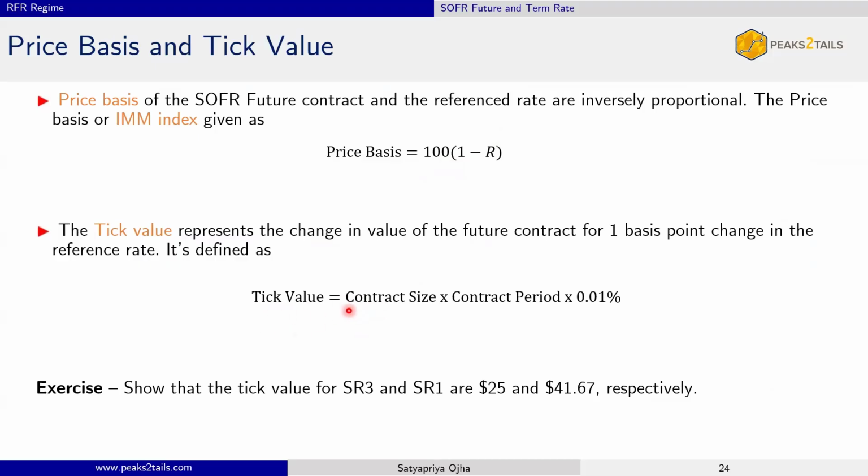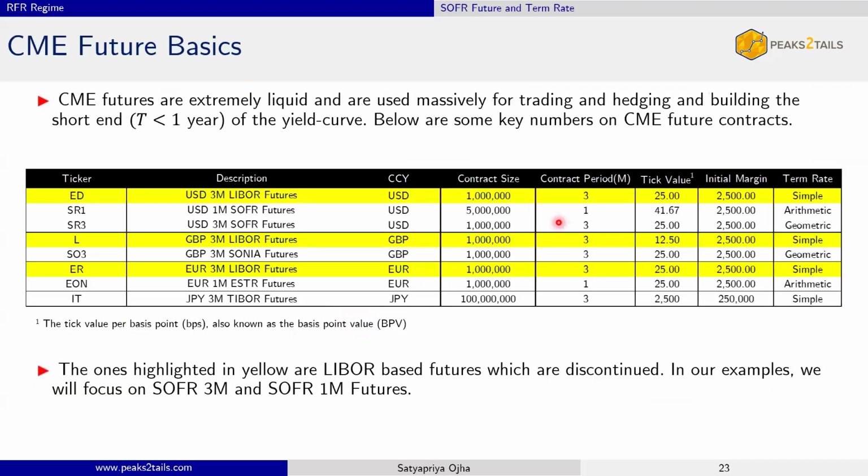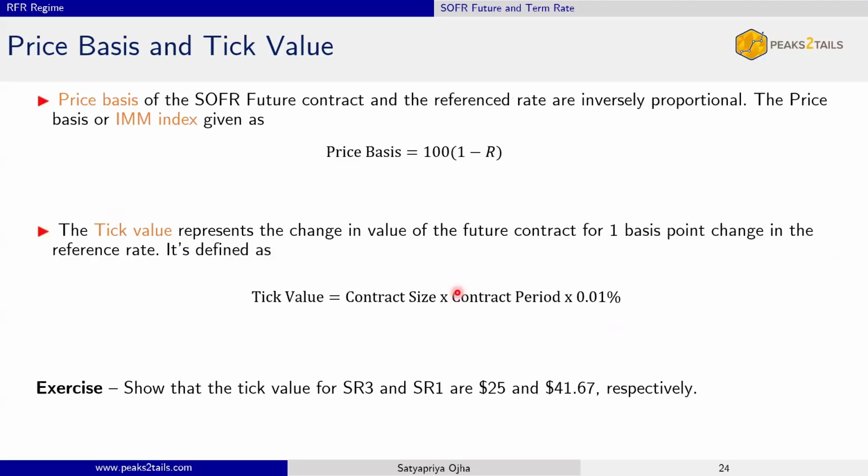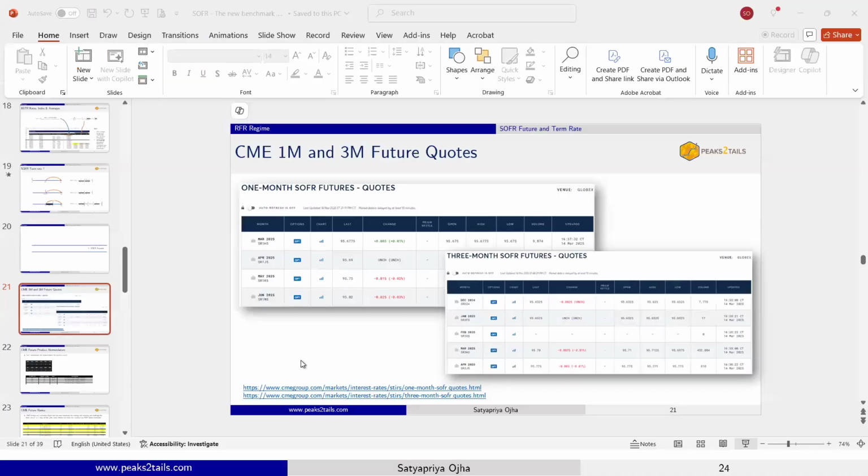Let's talk about the tick value that we saw. $25 is the tick value for the 3 month future. 41.67 is the tick value for the 1 month future. How do we calculate that? It's very easy. It is basically the change in the future value of the contract for a 1 basis point change in the underlying reference rate. Tick value is contract size times the contract period times 1 basis point change. So let's do that calculation quickly in Excel.